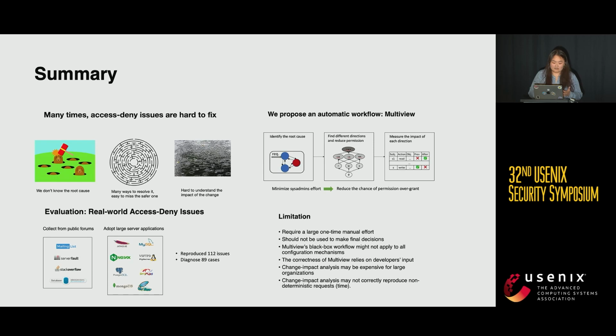In summary, we're first trying to understand why resolving access denial issues is hard. It's hard to understand the root cause. There are multiple ways of fixing it, and each way has different impacts. We want to propose an automatic workflow, Multiview, to understand if we can minimize the effort and help a system administrator reduce the chance of permission overgrant. We evaluate by doing real-world access denied issues and user studies. And for more details, please come to our paper.